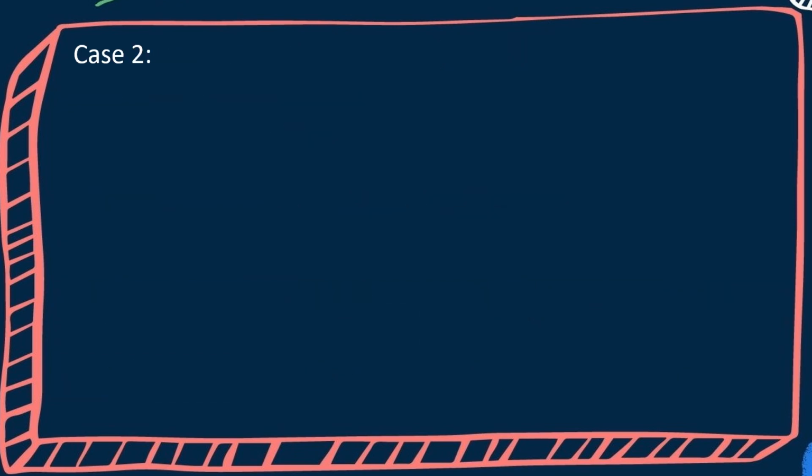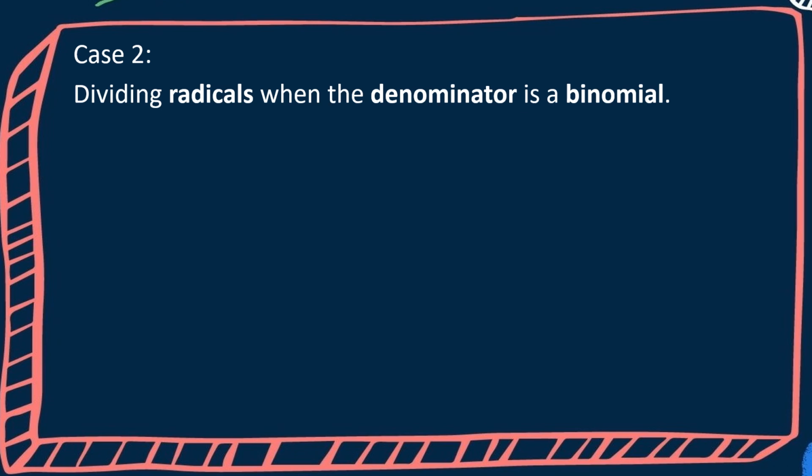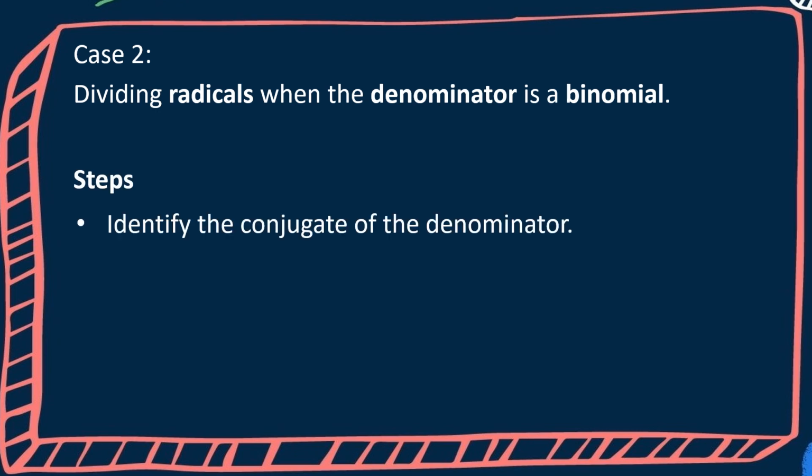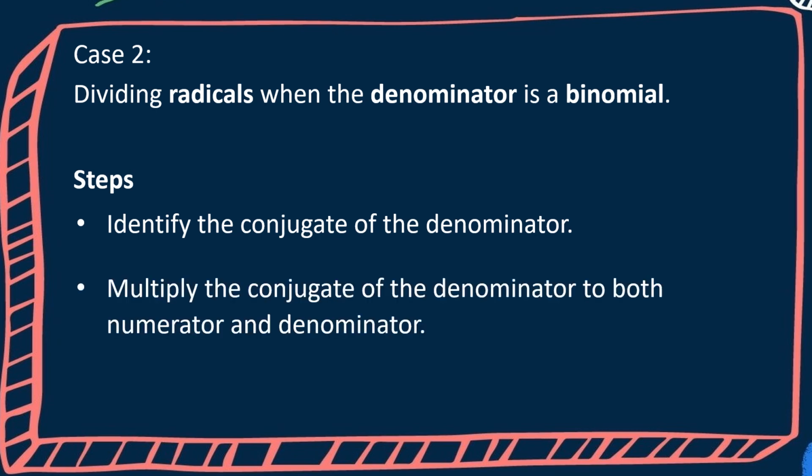For case number 2, we will be dividing radicals when the denominator is a binomial. So here are the steps that you need to follow. First, you identify the conjugate of the denominator. Next is you multiply the conjugate of the denominator to both numerator and denominator. Last is you simplify the radical if necessary.